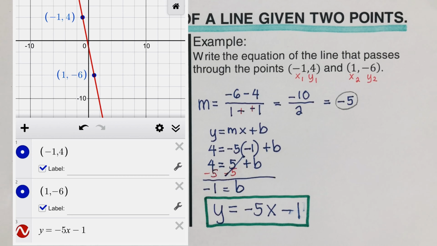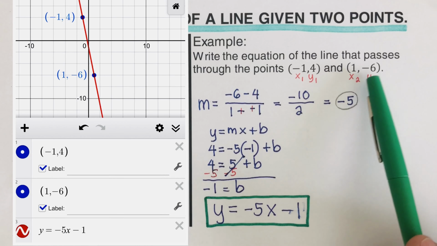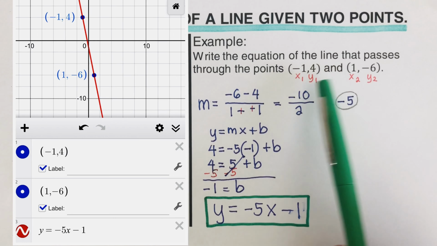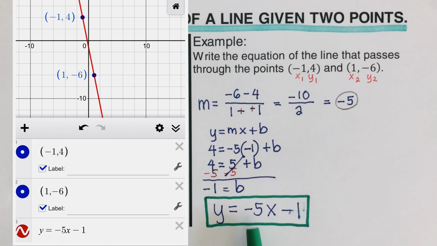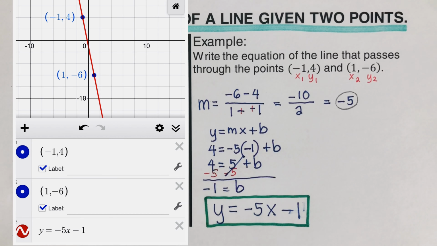You will see that the blue points, the 2 blue points, (-1, 4) and (1, -6), those are the 2 points. I colored them blue. The red line, which is y equals -5x minus 1, is passing through these 2 points. So that means the equation that we have here is correct, since this red line is passing through these 2 points. Otherwise, if the red line does not go through these 2 points, then our equation is not correct. But for now, we got the correct answer.